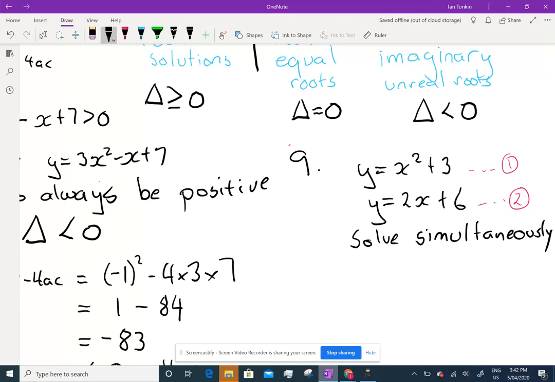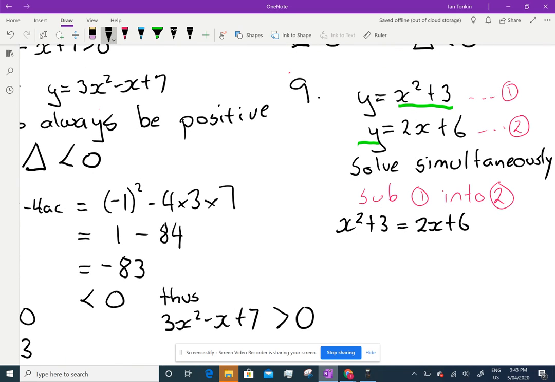So I sub 1 into 2, which means I'm going to put this wherever the y is, so I'm going to put it there. So I get x squared plus 3 equals 2x plus 6. I bring the 2x and the 6 over, I get x squared minus 2x minus 3 equals 0. I minus the 2x and I minus the 6.